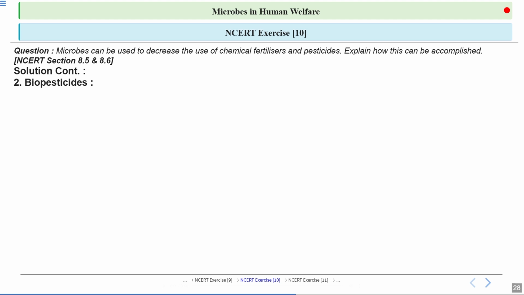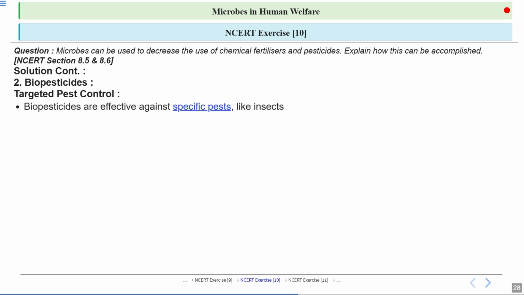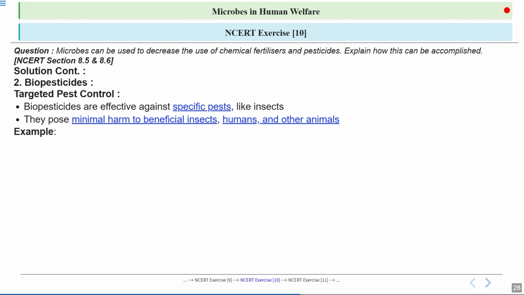Second is biopesticides. Targeted pest control can be done. Biopesticides are effective against specific pests like insects, so they are insect-group specific. They pose minimal harm to beneficial insects or humans and other animals. So they are not harming any other species or organisms present in that environment or in that ecosystem. They are targeting a specific pest.